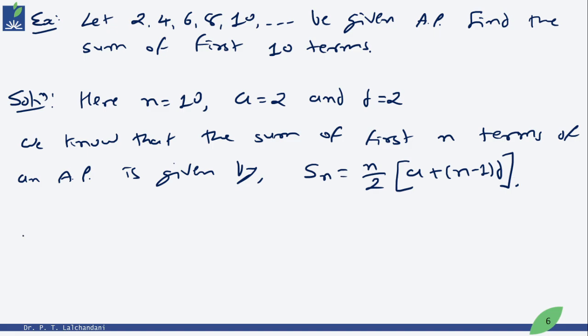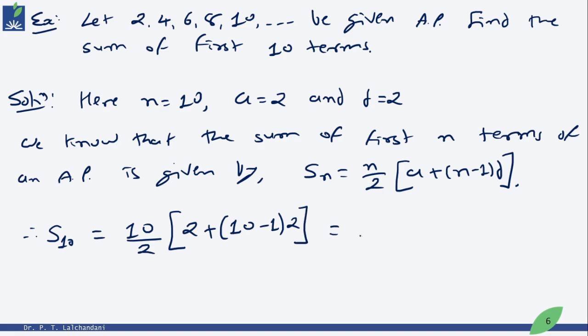Now let us put the values. Sn, n equal to 10 here. So S10 is equal to 10 by 2 times (2a, what is a? a is equal to 2, plus (n minus 1), what is n? n is equal to 10 in this case, 10 minus 1) times d, what is d? d is equal to 2 here. So 10 divided by 2, it is 5. We know that 2 plus 10 minus 1, 10 minus 1, that is 9, and 2 as it is. So this is 5 multiplied with (2 plus 9 into 2, that is 18).